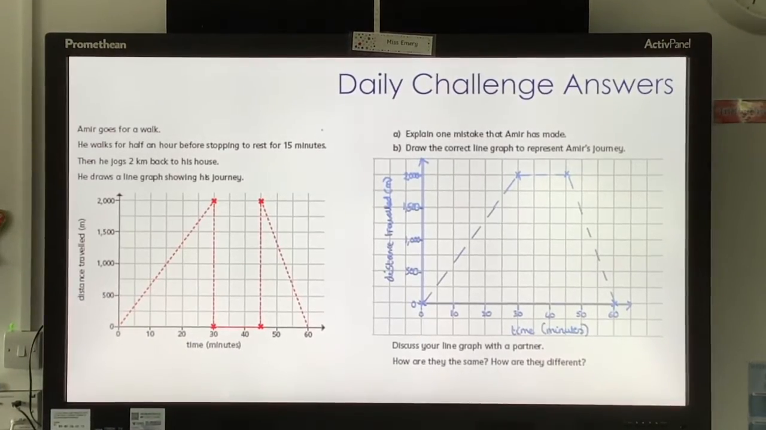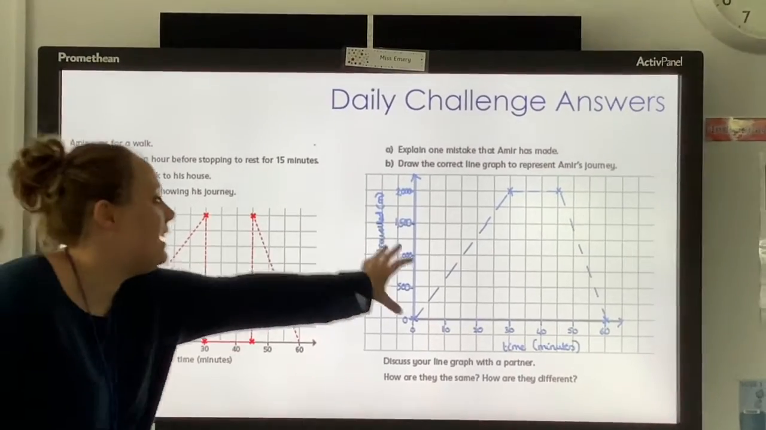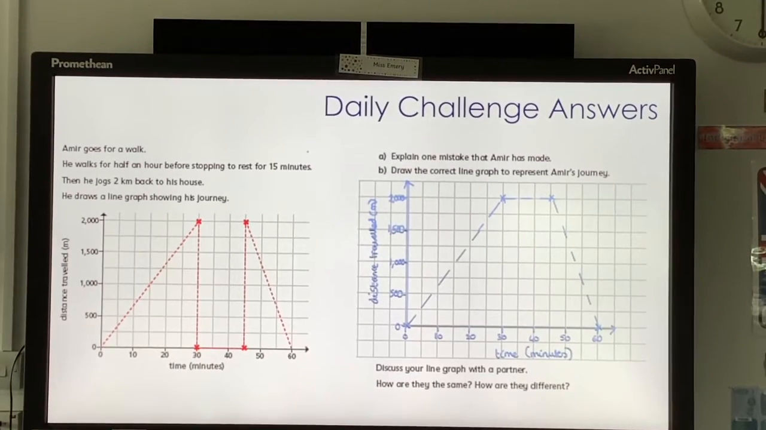So the answers from yesterday. This was the original one, however Amir had got it wrong. This is the correct one. Now, explain one mistake he made.